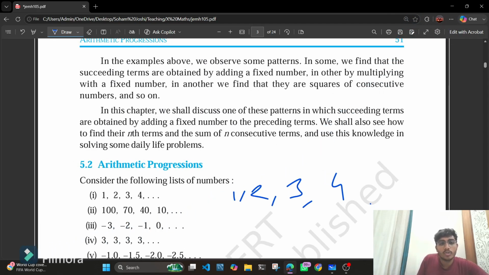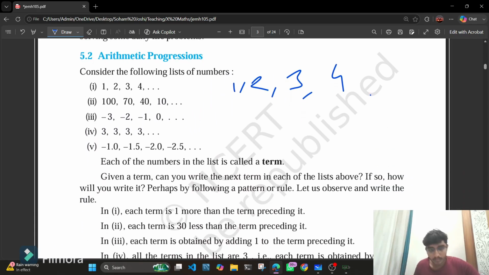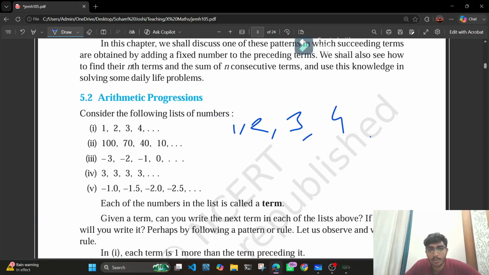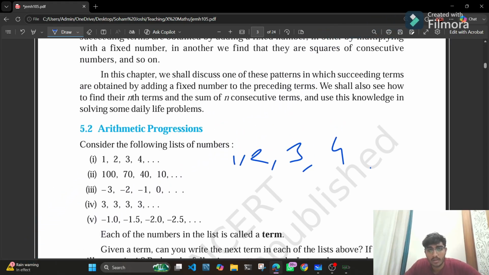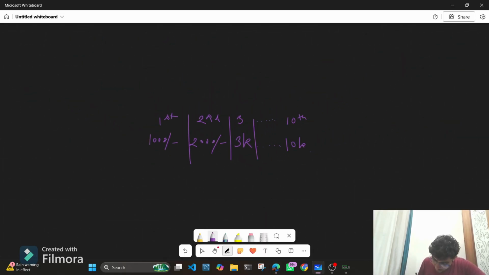Okay, so in this chapter, we shall discuss one of these patterns in which succeeding terms are obtained by adding a fixed number to the preceding terms. We shall also see how to find their nth terms and the sum of n consecutive numbers, and use this knowledge in solving some daily life problems, right? So in this chapter, we are concerned with the terms that would only increase, not decrease, by adding a fixed number.